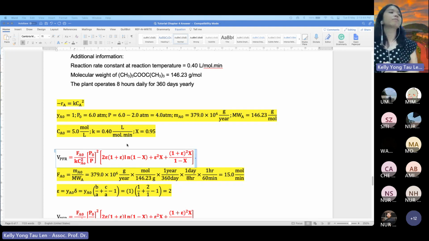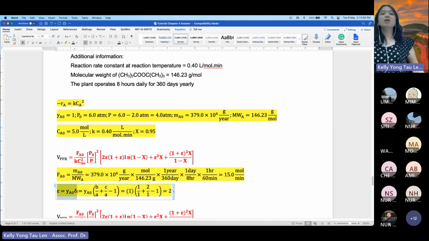Okay, so done. The next one is epsilon. So cari balik epsilon. So again, epsilon bukan volumetric flow rate. Epsilon is epsilon lah. Okay, epsilon sama dengan YA0 sigma. So YA0 pure A is 1. Epsilon, sigma again positive for product, negative for reactant. Our reaction is 1A, 1B, 2C.